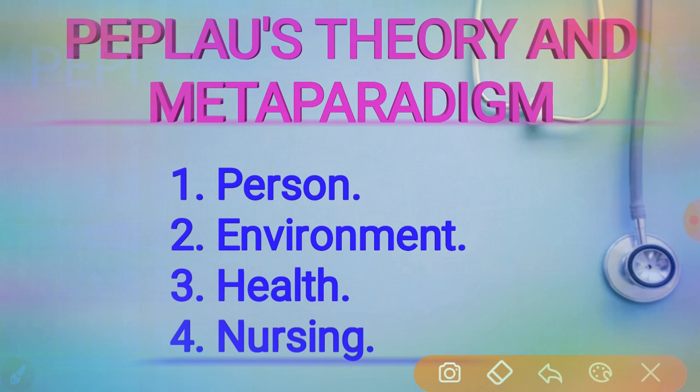That is, the first one is the person, the second one is the environment, the third one is health, and the fourth one is nursing. Let's discuss one by one. We are already discussing in each and every model and each and every theory. Here, person means a developing organism, a human being, that tries to reduce anxiety caused by needs.